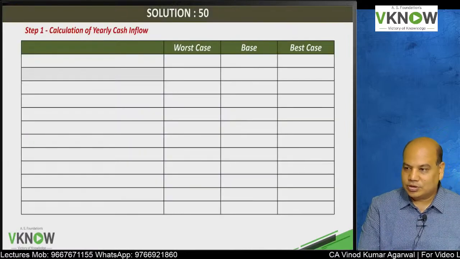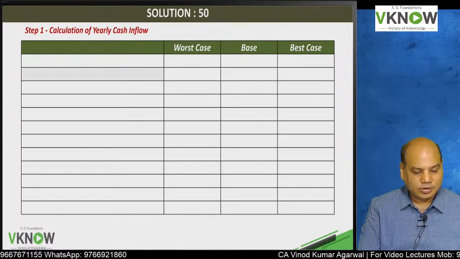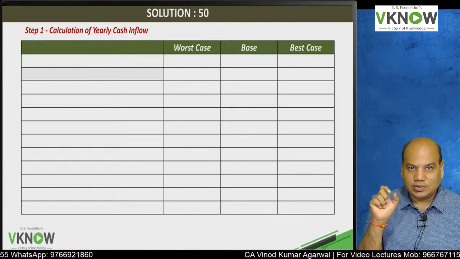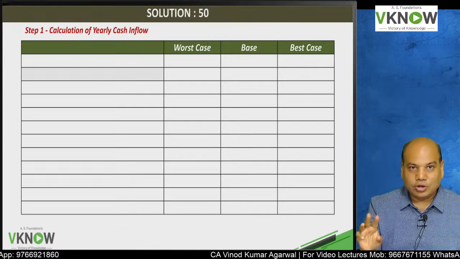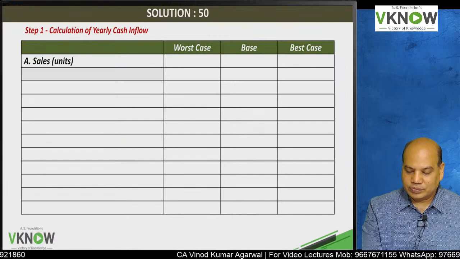Okay, now write down step 1, calculation of yearly cash inflow. Little fast. Question is very easy. Only once you identify the numbers you have to take, then my job is easy. Make 3 columns on the right side: worst case, base case, best case.